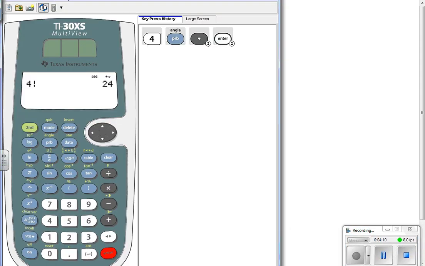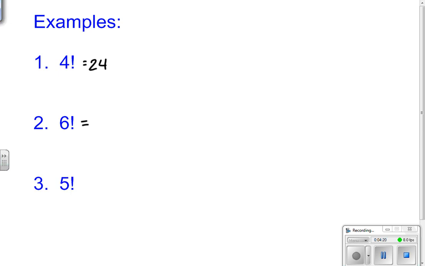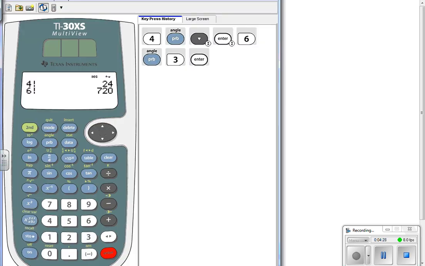So I'm going to do the same thing for the next one. That one was 6 factorial, so hit 6, go to the PRB menu, select the third option, press enter. So that one's 720. Number 3 is 5 factorial. So 5, PRB. You'll notice that I hit the number 3 next instead of arrowing down and pressing enter. It's just a shortcut. You press enter, you get 5 factorial is 120.